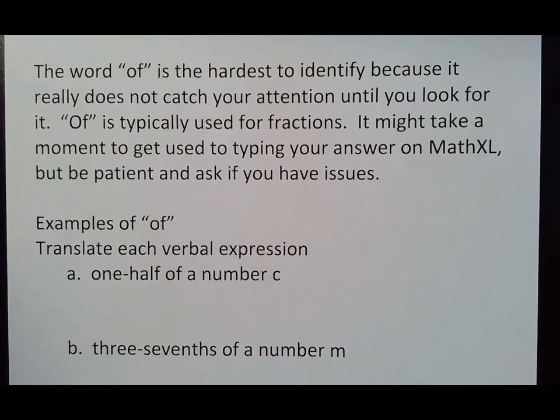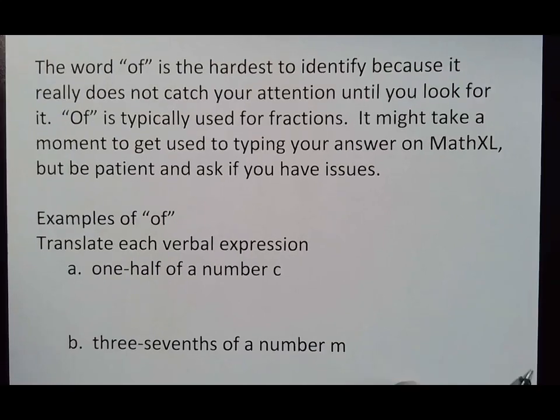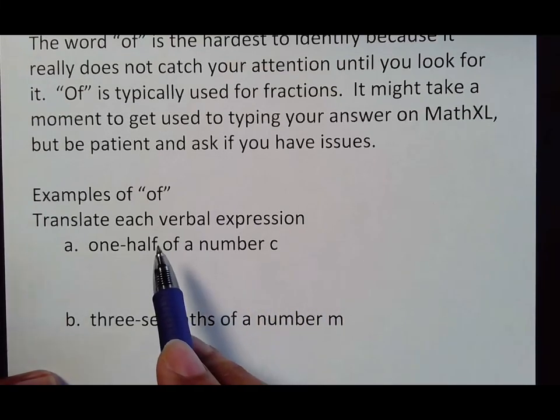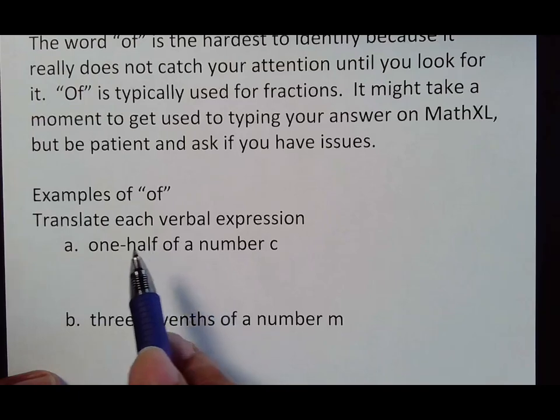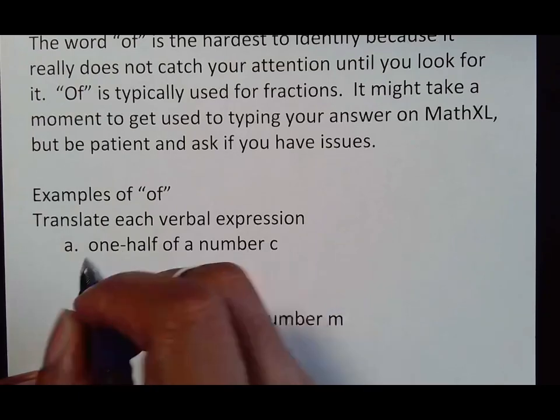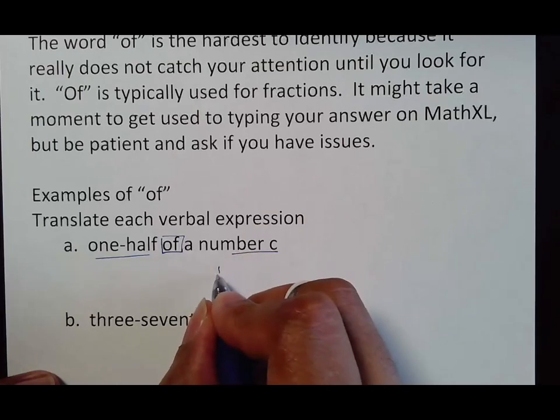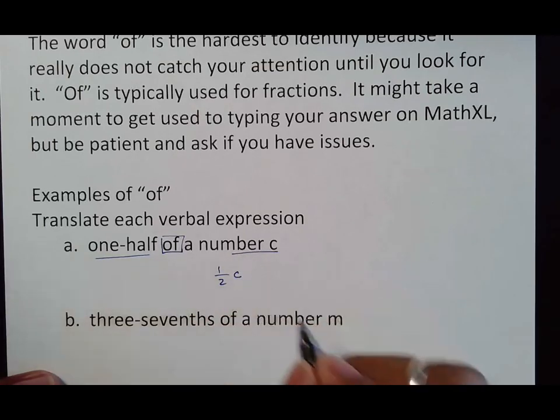So the word of is the hardest to identify because it really doesn't catch your attention until you actually look for it. Of is typically used for fractions. It might take a moment to get used to typing this into MathXL, but just be patient. Again, ask if you have any issues. So when you see 1/2 of a number C, notice how when I say 1/2 of a number C, you rarely hear me say the word of, but 1/2 of a number C means multiply 1/2 by C, which means put 1/2 with C off to the side.